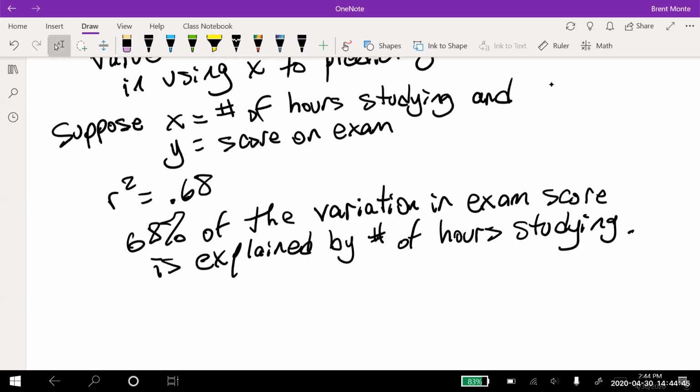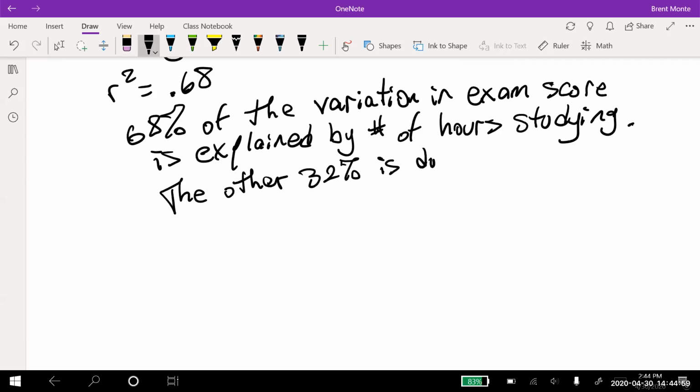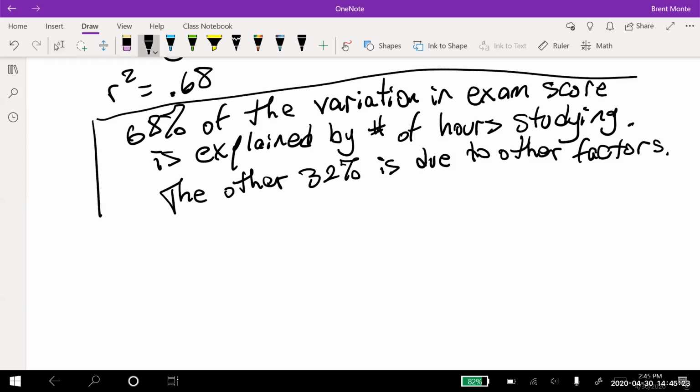I kind of like to also look at it the other way. So the rest of the 100% from 68 would be 32%. The other 32% is due to other factors. So the reader can quickly say, hey, with 68%, almost exactly 2/3 of the variation in exam scores is explained by hours studying, but there's still about 1/3 that is due to other reasons. And so that's how I like to word these.